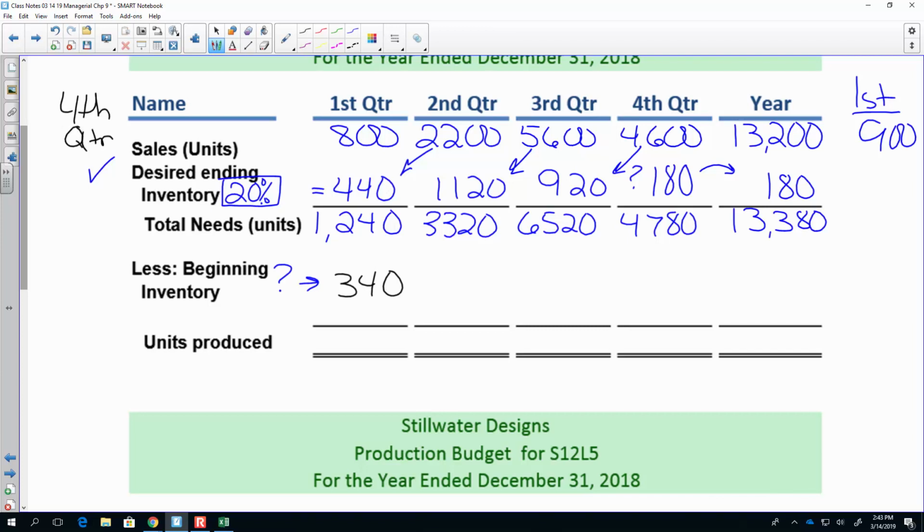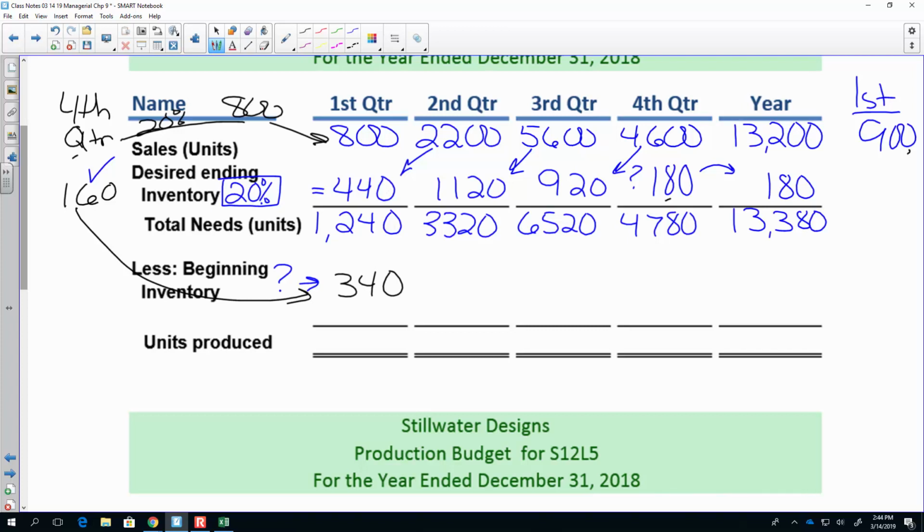Just like we did here, I went to the first quarter of the new year to figure out what the ending balance is. Last year I did the same thing. I estimated 800 in the first quarter. So 20% of that is what? I think 160, okay, yeah. That's what should be here. But the author decided to give us a bigger number for some reason.